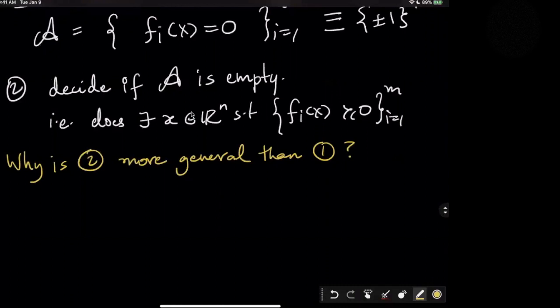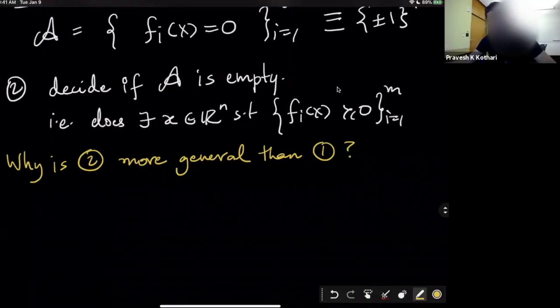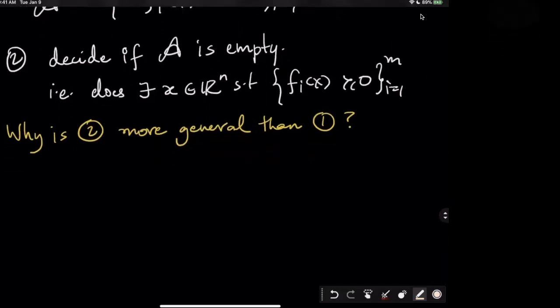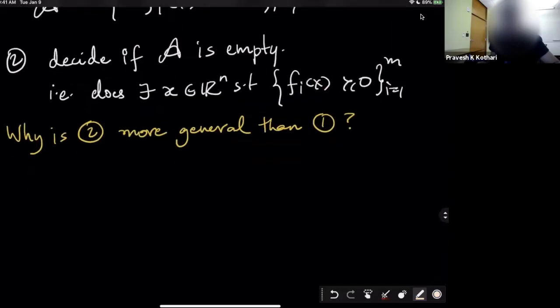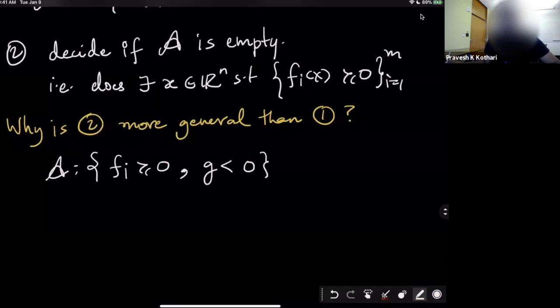We can add the function minus g to the set. Exactly. Praneeth is absolutely right. I hope that I got that right. This is Praneeth, right? Yeah. Okay. Praneeth, you're absolutely right. So what Praneeth is suggesting is, just look at problem number 1 and consider the following system: f_i bigger than 0 and g less than 0. And now simply ask if given a set like this, is it empty?